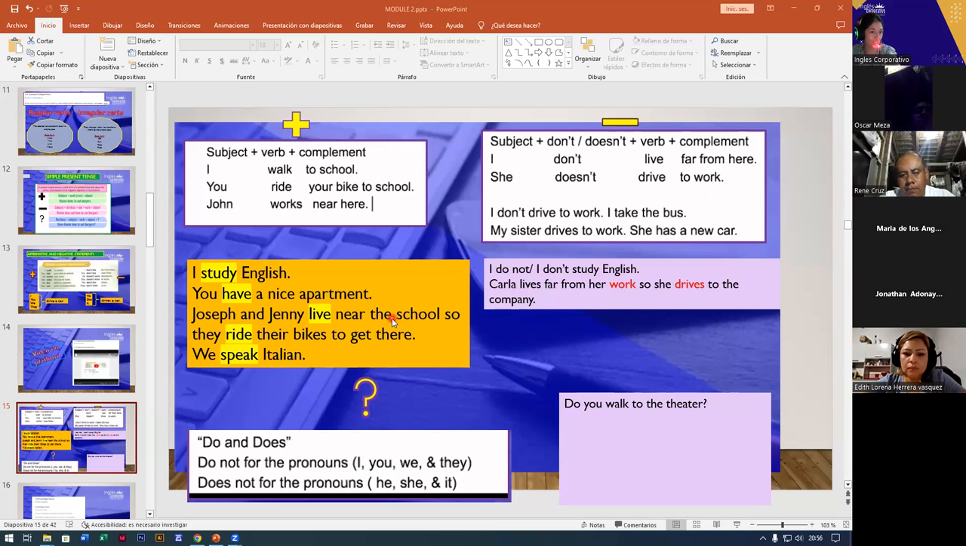Now, we're going to continue tomorrow with more affirmative and negative forms, right? And the question form too, we are going to continue with that. Any questions about this? Vamos a seguir mañana con esto, okay? With affirmative and negative. Questions?